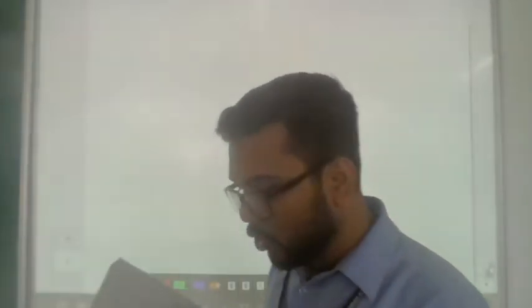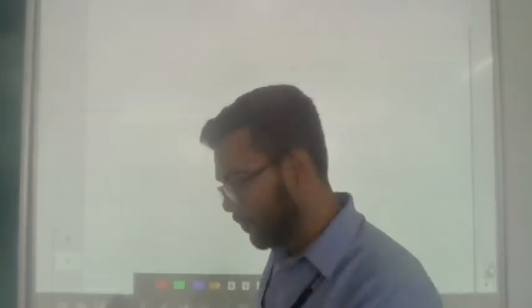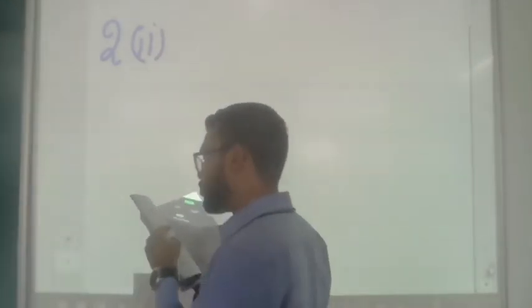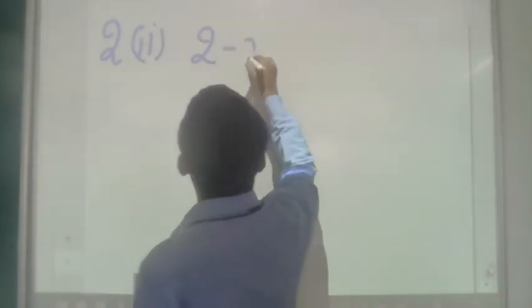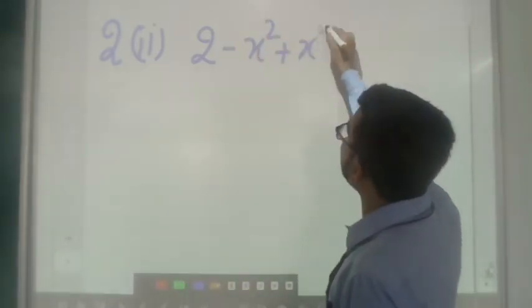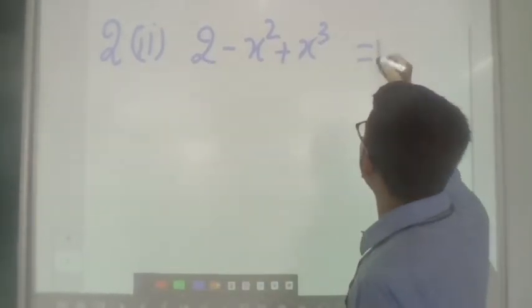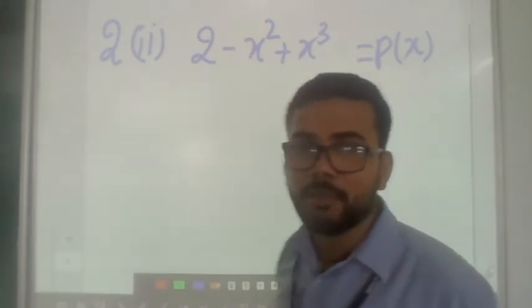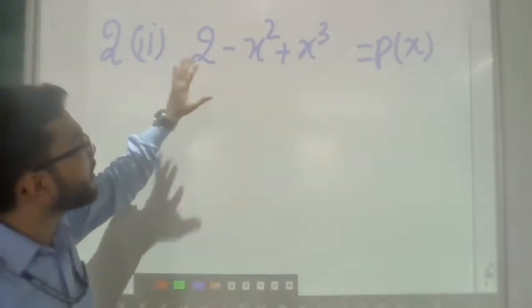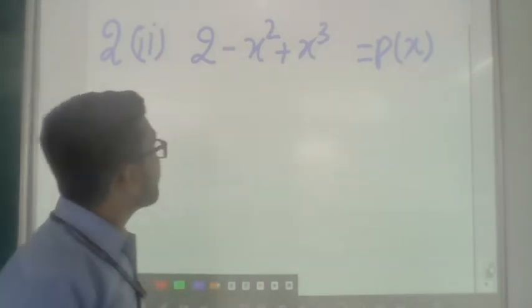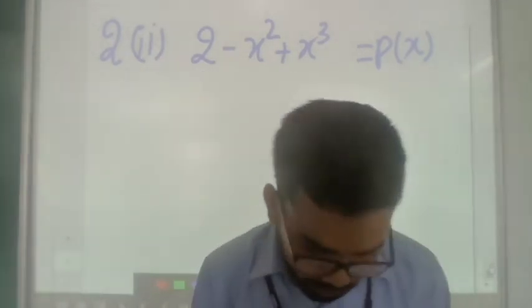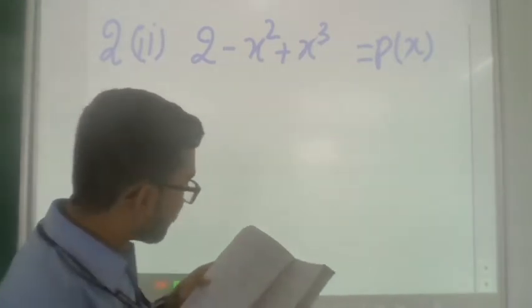In question number 2, you have to write the coefficient of x square. Like in question number 2 of part 2, the algebraic expression is 2 minus x square plus x cube. This is an algebraic expression, and it is also a polynomial in x. Polynomial in x means this polynomial consists of variable x, and you have to write the coefficient of x square.